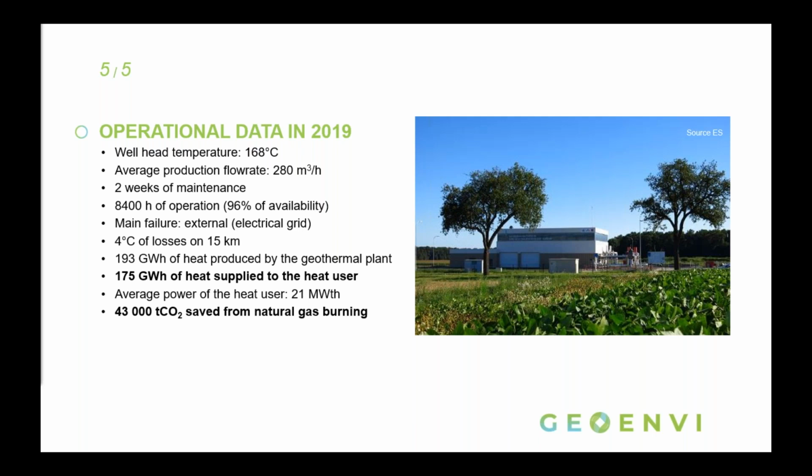And the thermal losses between Rittershofen and the starch plant on the 15 kilometers is lower than 4 degrees Celsius, which is quite low. The geothermal plant produced about 193 gigawatt of heat, and the heat user consume about 175 gigawatt of heat. The difference is the thermal losses in the district heating. So the average power of the heat user was 21 megawatts, and this project saved about 43,000 tons of CO2 from natural gas burning. So now I give the floor to Melanie.